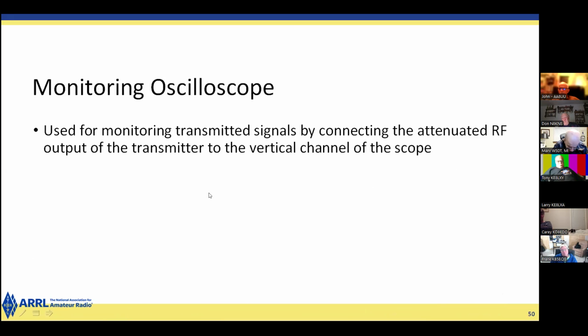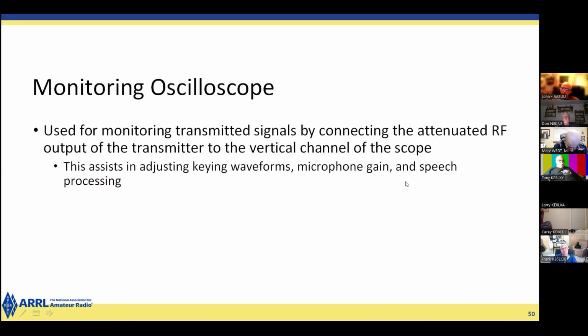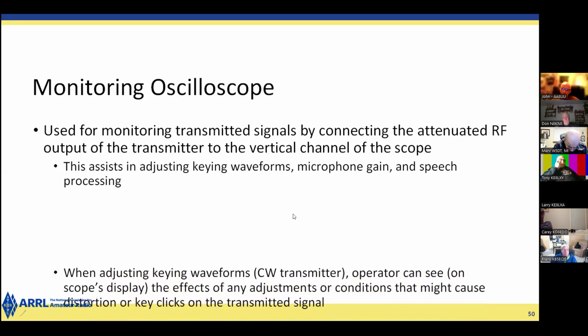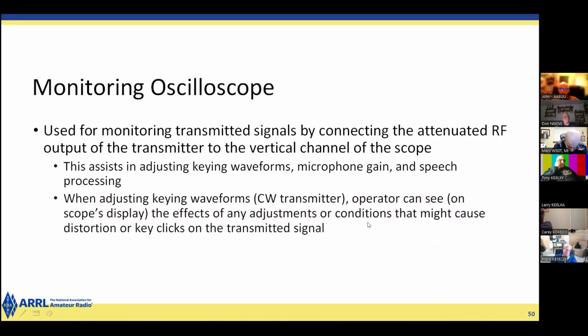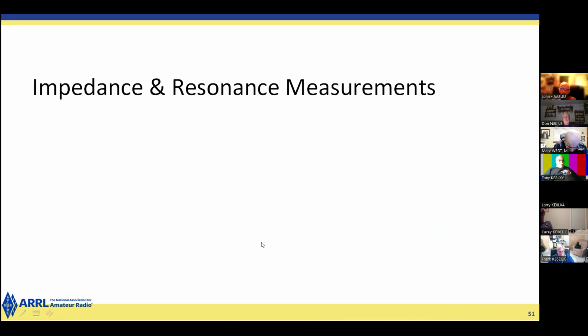Used for monitoring transmitted signals by connecting the attenuated RF output of the transmitter to the vertical channel of the scope. This assists in adjusting keying waveforms, microphone gain, and speech processing. When adjusting keying waveforms, CW transmitter, the operator can see on the scope's display the effects of any adjustments or conditions that might cause distortion or key clicks on the transmitted signal.